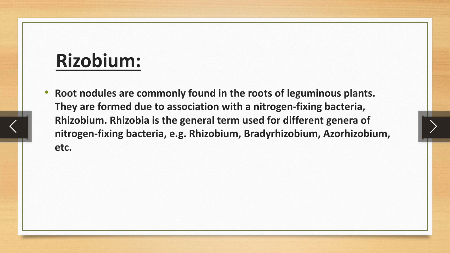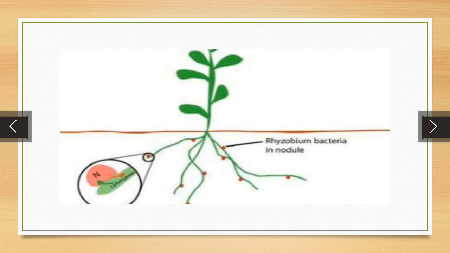Root nodules are commonly found in the roots of leguminous plants. They are formed due to the association with a nitrogen-fixing bacteria called Rhizobium. Rhizobia is the general term used for different genera of nitrogen-fixing bacteria, for example Rhizobium, Azorhizobium, etc. You can see here Rhizobium bacteria in nodules.